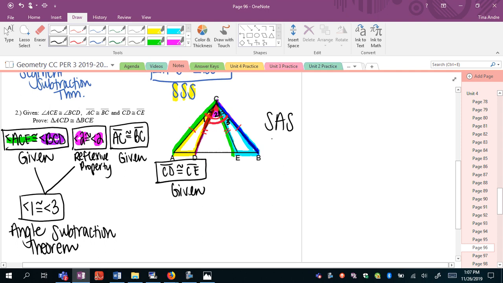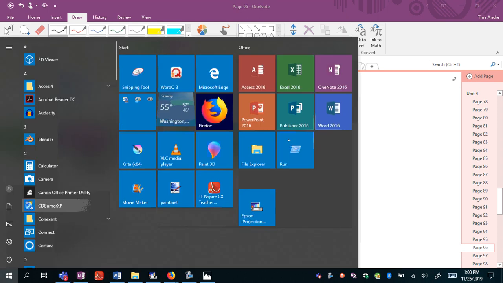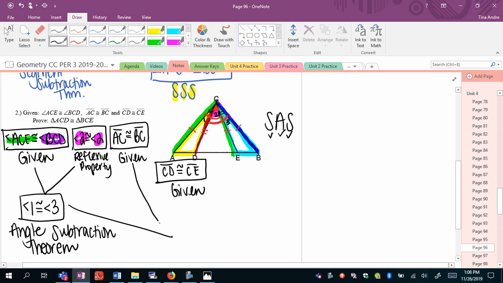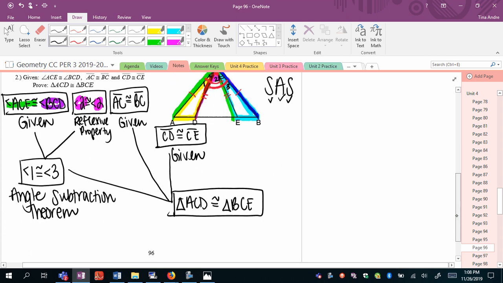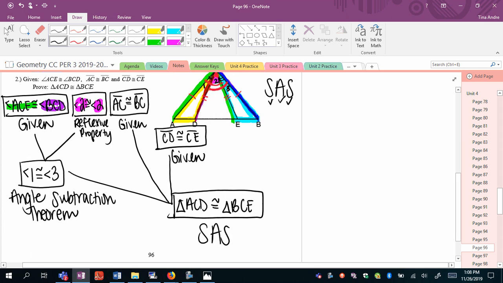So then now when I think about SAS, well, I have my pairs of angles, my congruent angles, and then I already have my two pairs of congruent sides. So I have everything in my proof. We can go ahead and connect those three important pieces of information. So now I can say triangle ACD is congruent to triangle BCE. And this is going to be by side, angle, side. And again, I'm going to just go through and kind of highlight in my proof. So I have one pair of sides right here. The included angle is angle 1 and 3. And then the last pair of sides is right there.